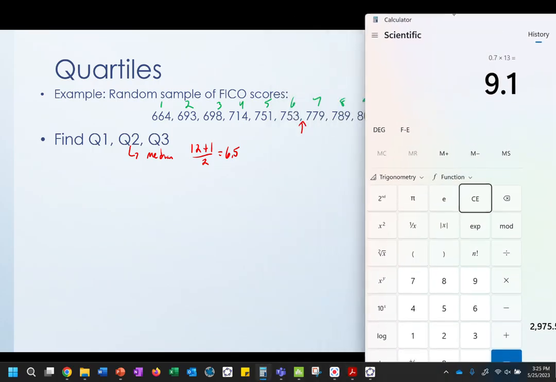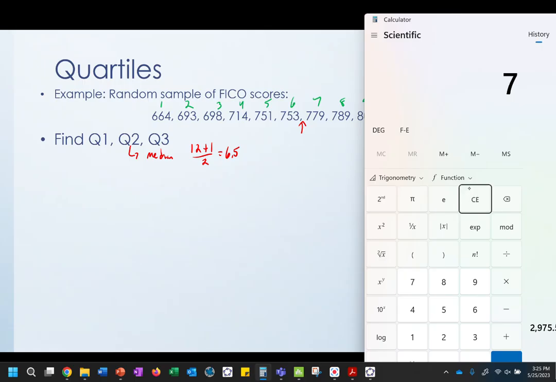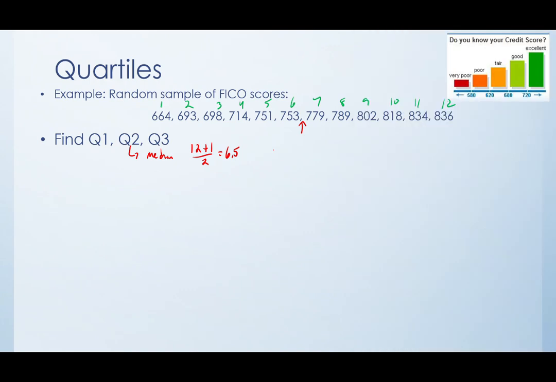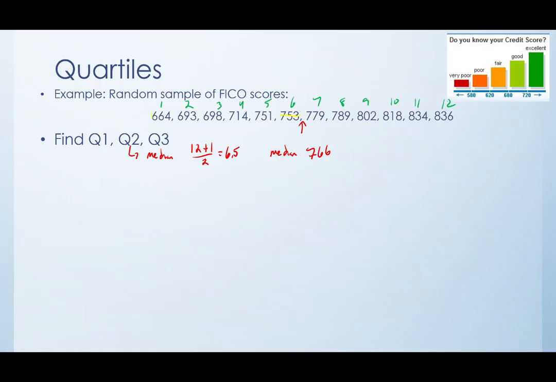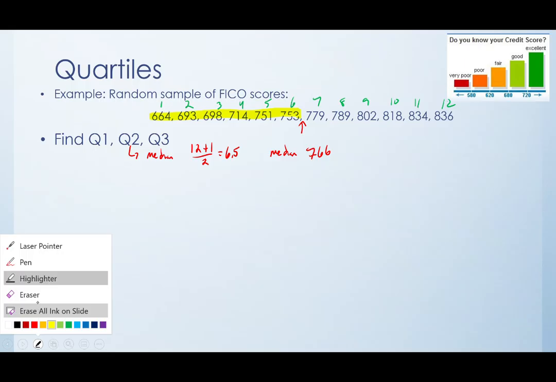So what do we got here? 753 plus 779 divided by 2, 766. So median 766. Now, what we're going to do is we're going to say, okay, this is my dividing line between the 6th and the 7th number. So everything, sorry, let's do highlighter. In the bottom half, I need to find the median of that, right? So that's going to be my Q1.